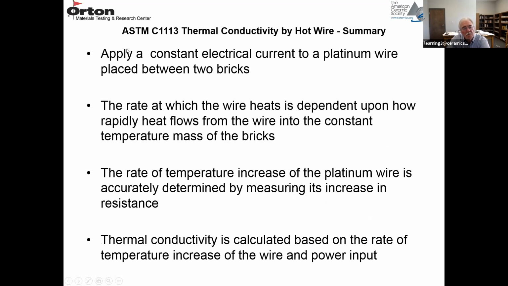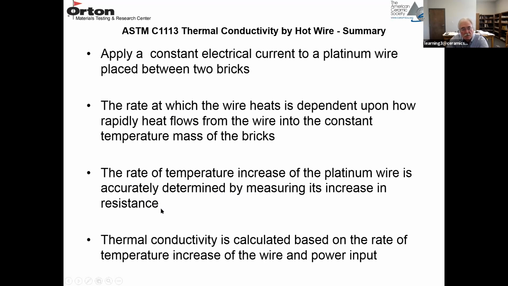So the technique is simple. You apply a constant electric current to a platinum wire that's embedded between two bricks or embedded in a refractory container of a powder. The rate at which the wire heats depends on how fast heat flows away from the wire into a constant temperature mass of bricks. So it's isothermal. The bricks or powder, whatever you're measuring, is at a constant temperature. The faster heat flows away from the wire, the more conductive the material is. The rate of temperature increase of the platinum wire is accurately determined by measuring its increase in resistance.